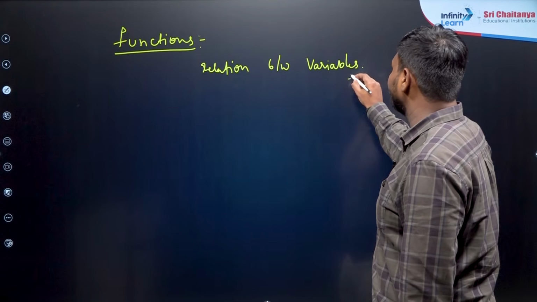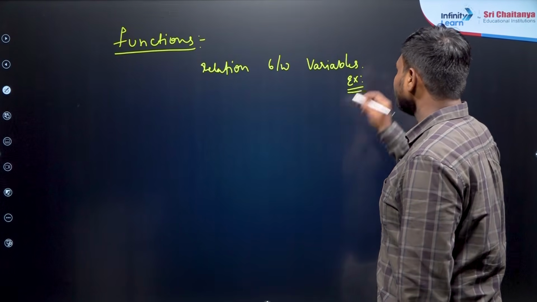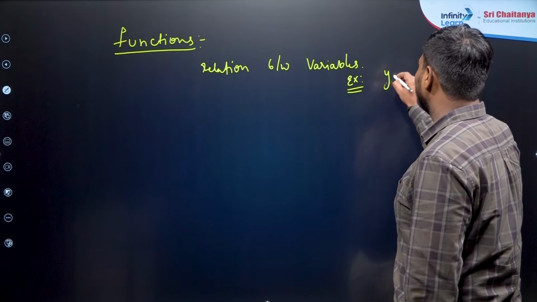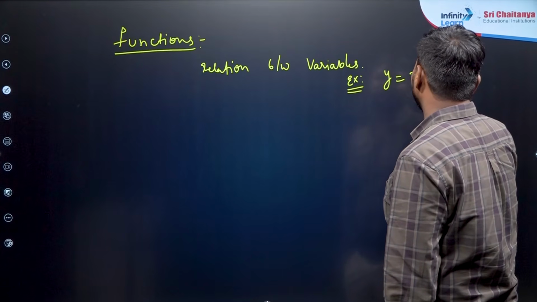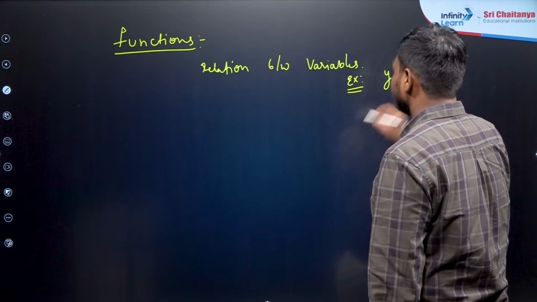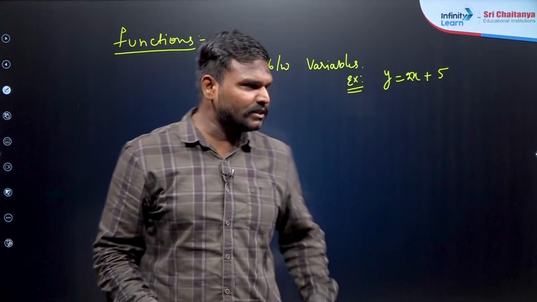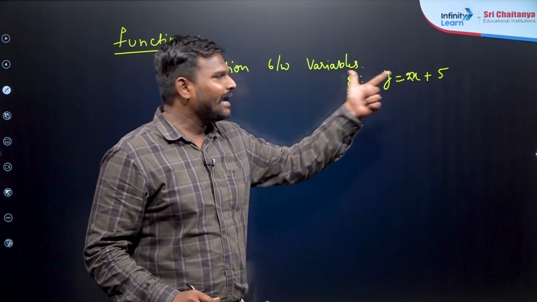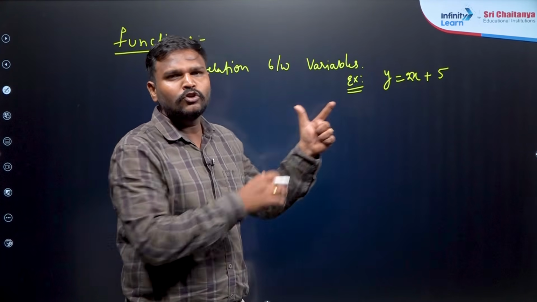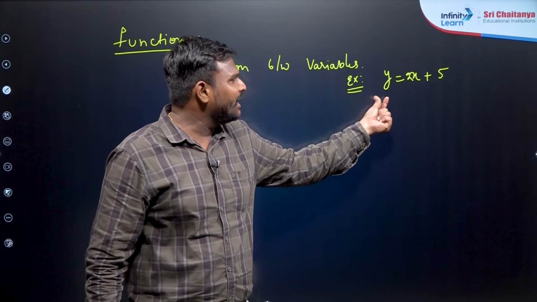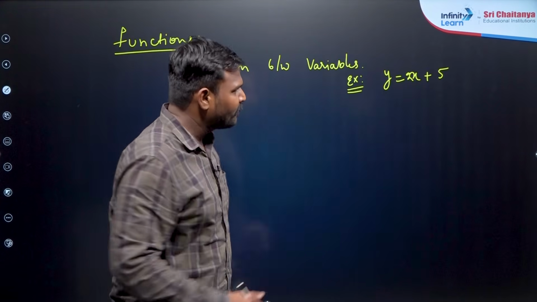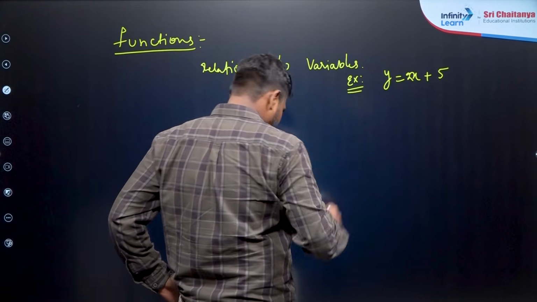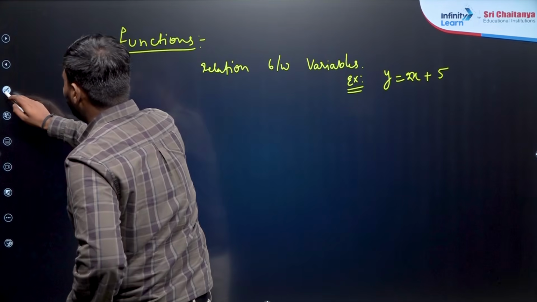Like for example, if I want to take y is equal to 2x plus 5. I have taken an equation, sir. y is a variable, x is a variable, and y is equal to 2x plus 5 is a relation between these variables.